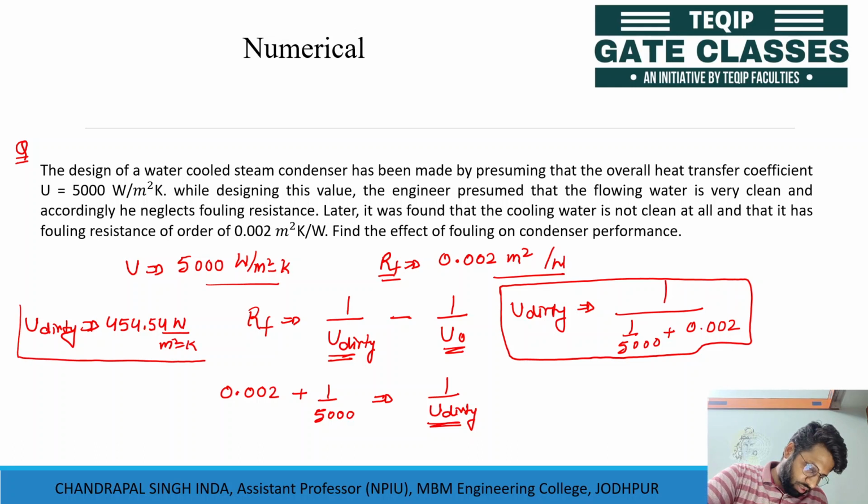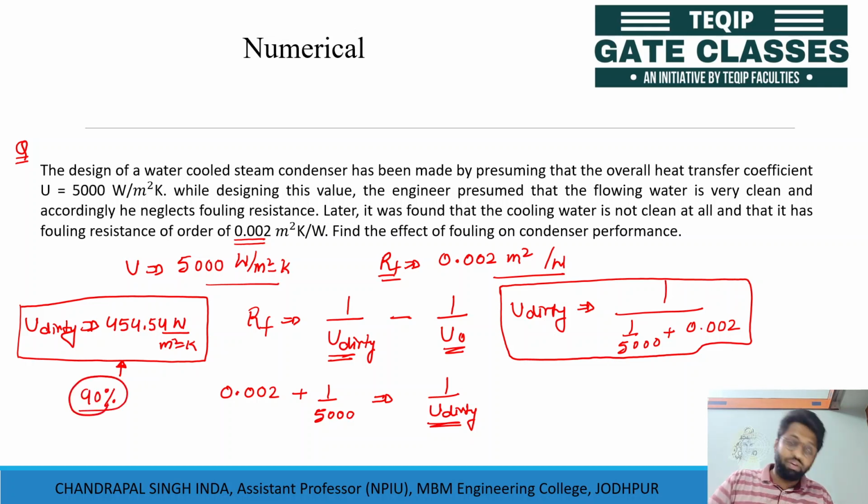so here we can see that only due to that much amount of fouling we are losing about 90% of the overall heat transfer coefficient. So this is how the fouling factor puts an impact on the heat exchanger.